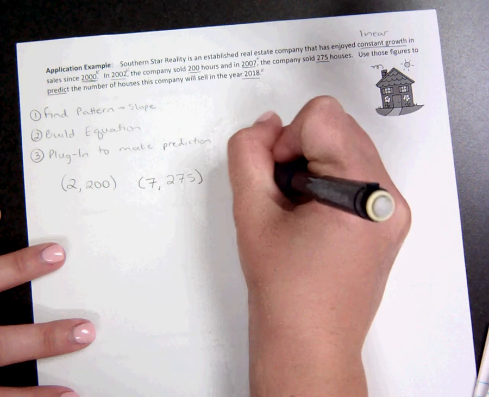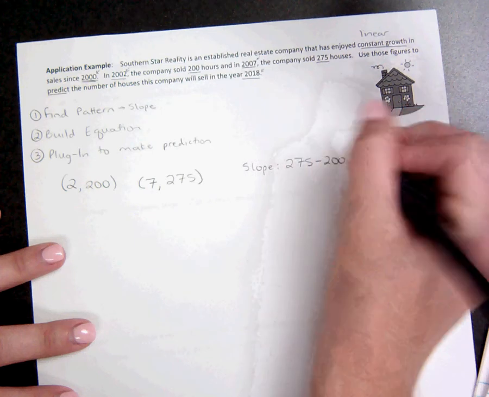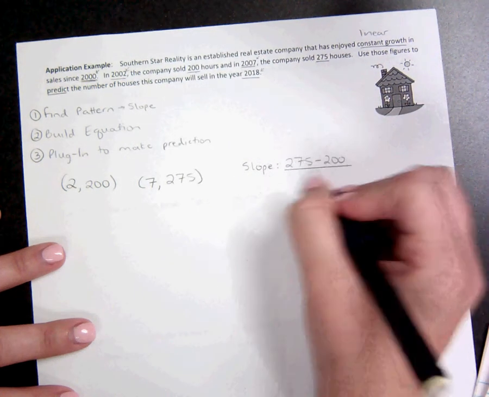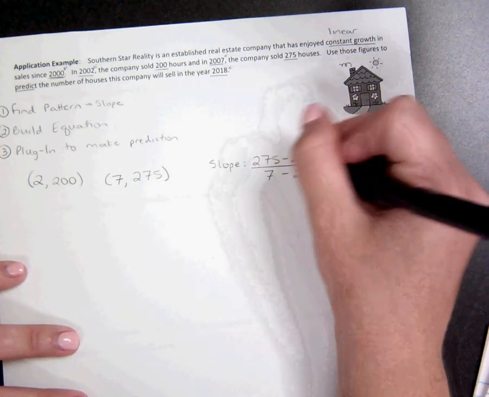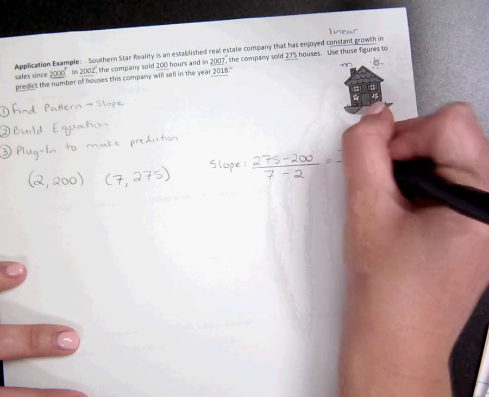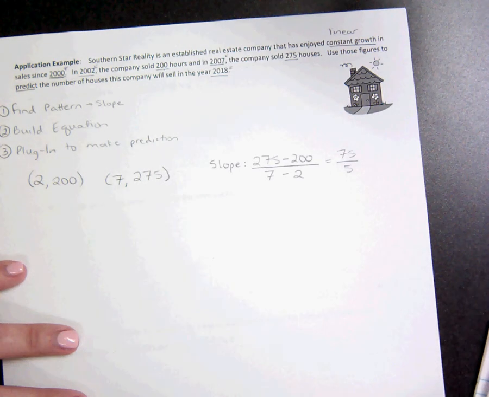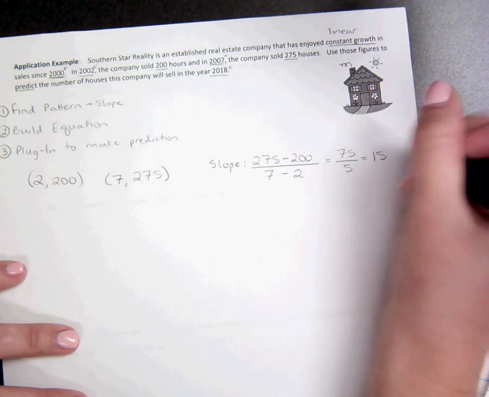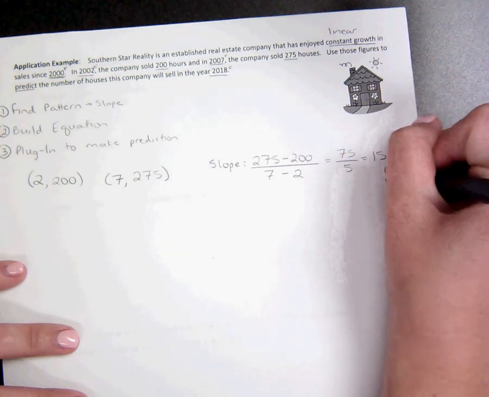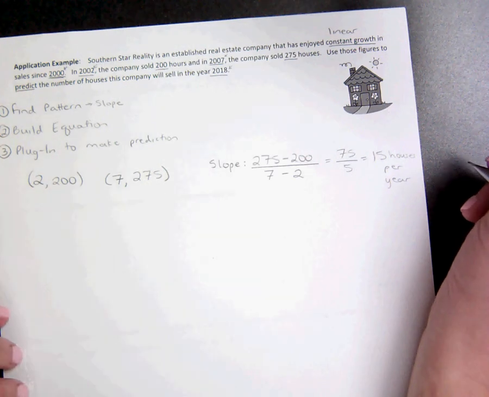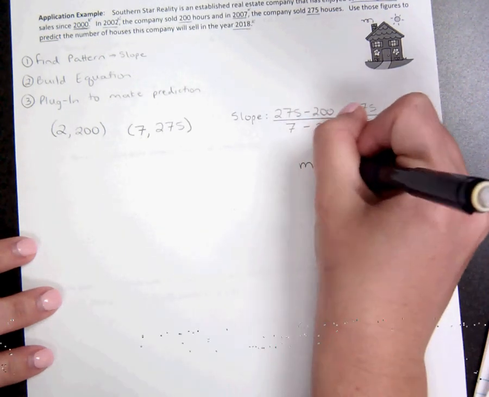So to find the slope, we have 275 minus 200, the difference between the number of houses they sold, and the difference in the years, 7 minus 2. So 275 minus 200 is 75, and 7 minus 2 is 5, and then 75 divided by 5 is 15. So they're selling 15 houses per year. On average, 15 houses per year. More and more and more. So that's our m, 15.